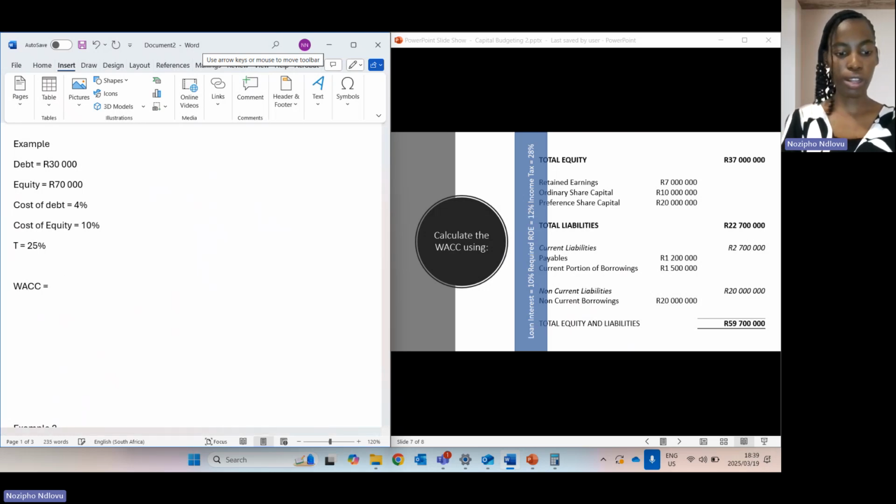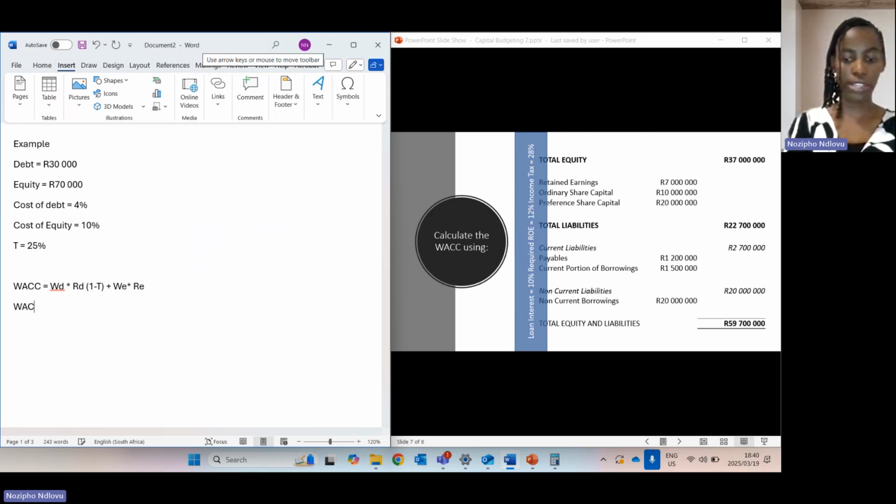WACC, we say equals the weight of debt multiplied by the R debt, and then you already know that there needs to be tax implications included there, plus the weight of equity, and then you multiply that by the rate of equity, make it small, then you plus that by, do we have shares here? We're not given, so we don't have to worry much. WACC, the weight of the debt, we have the 30,000.